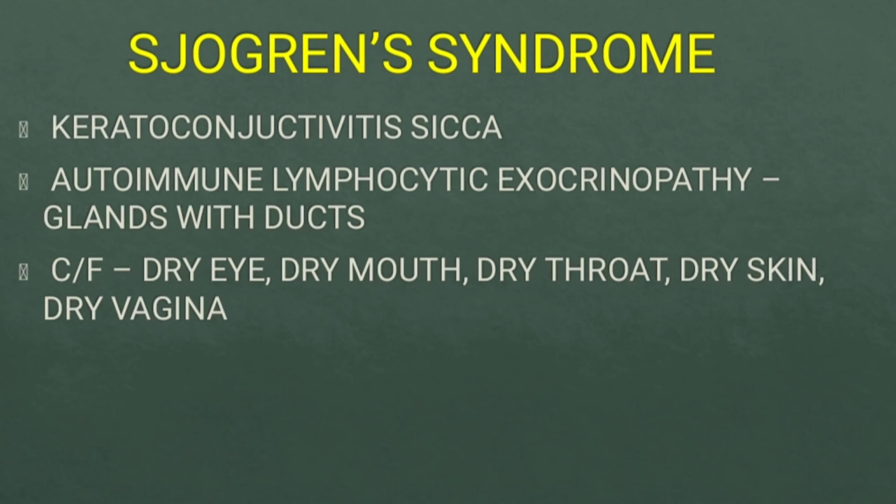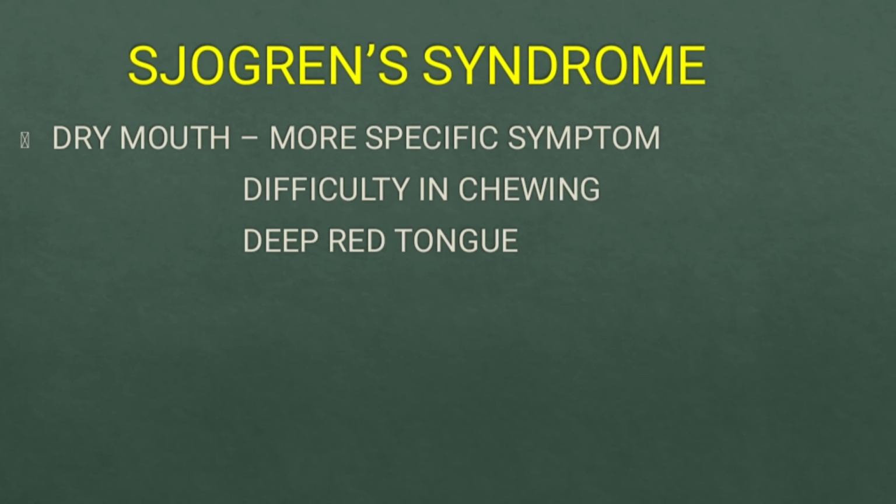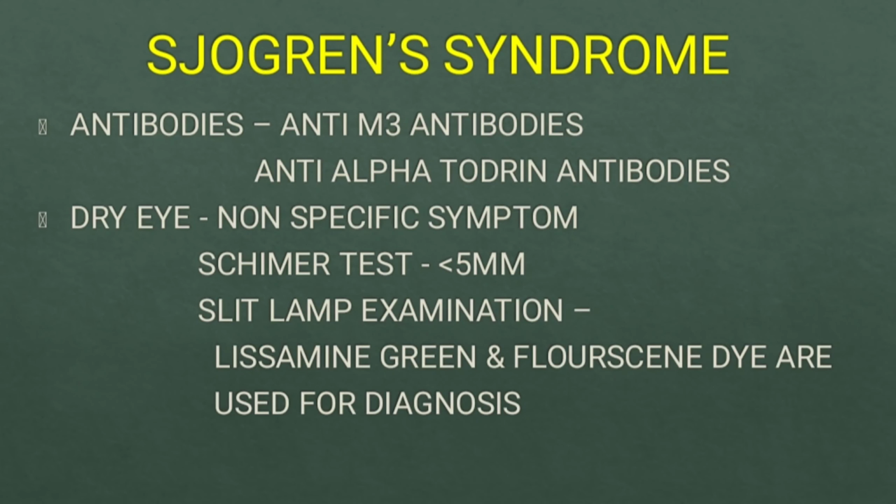Clinical features seen in Sjogren syndrome are dry eye, dry mouth, dry throat, dry skin and dry vagina in females. The autoantibodies which are implicated are the anti-M3 antibodies and anti-alpha fodrin antibodies.